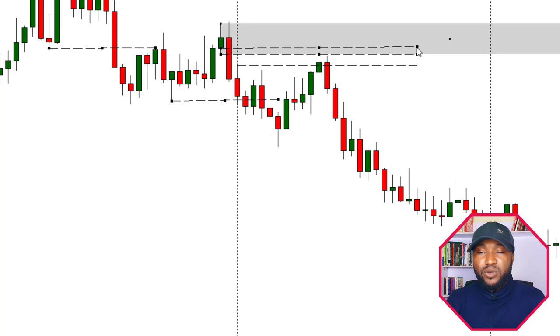Let me make it clearer for you to see. You can see this gap in between is your fair value gap. The low of this green candle and then the high of this red candle is your fair value gap. If you mark it, you're going to see it like this.